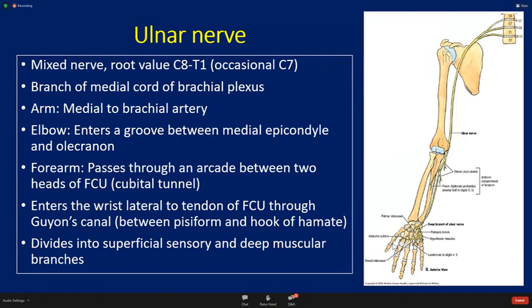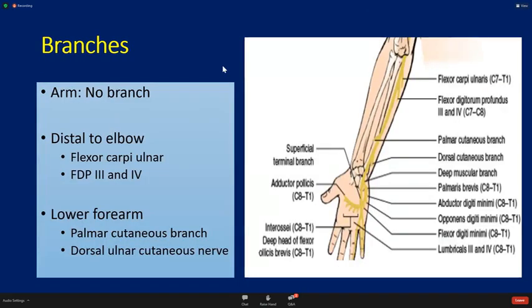And then it goes inferiorly and enters the hand at the level of, or superficial to, the carpal tunnel, through a space between the pisiform bone medially and the hook of hamate laterally, that is known as Guyon's canal. And within Guyon's canal, it divides into superficial sensory and deep muscular branches. Like the median nerve, it does not have any branch at the level of the arm. Immediately after it crosses the elbow, it gives two branches to the flexor carpi ulnaris as well as the medial two slips of flexor digitorum profundus.